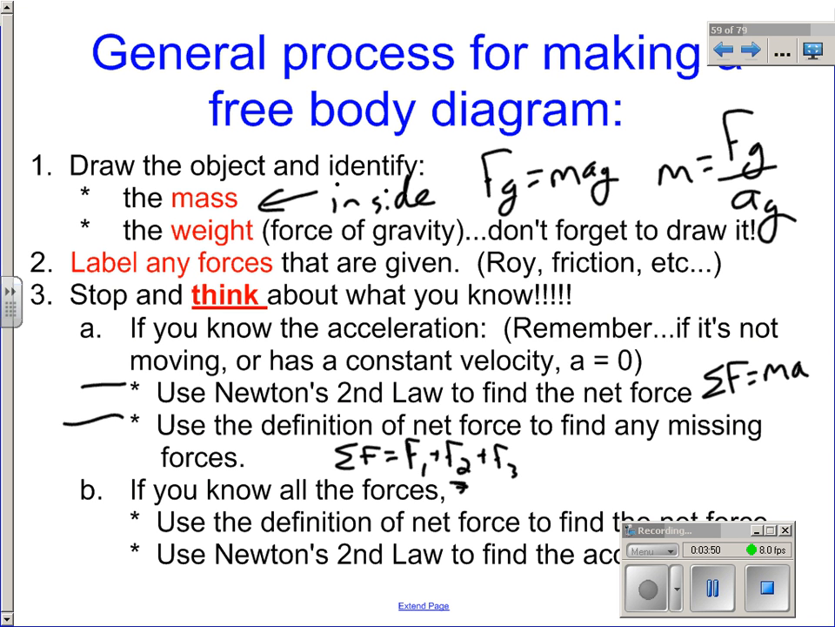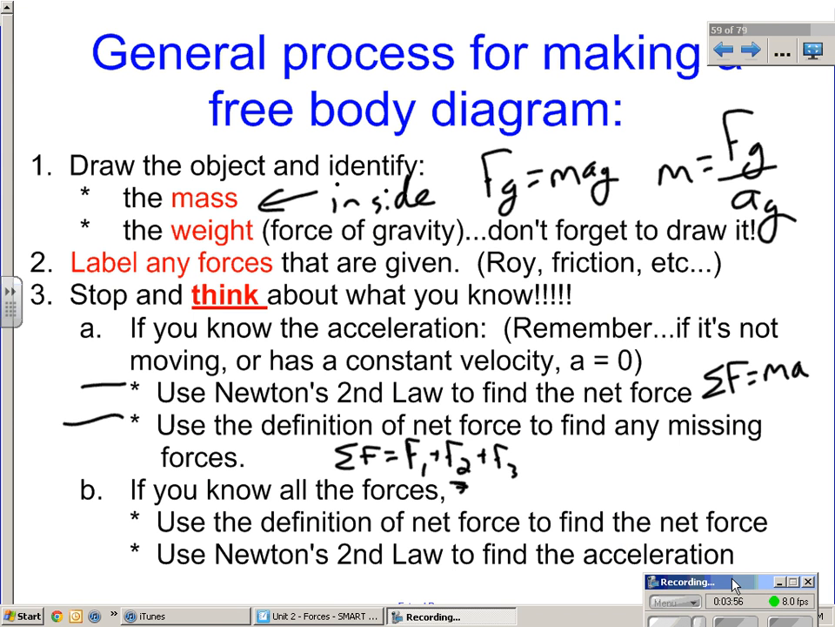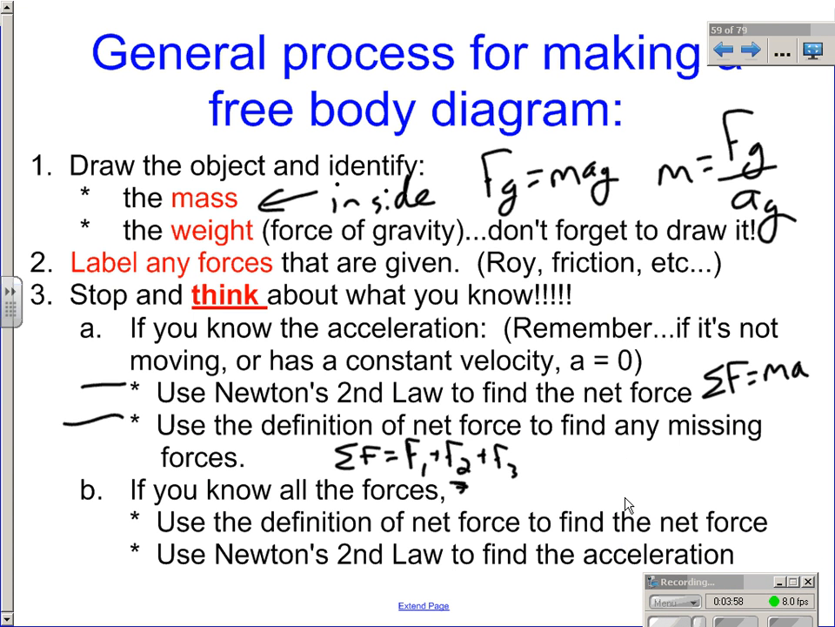All right. The other possibility is sometimes in the problem, it'll just give you all the forces. And so if that's the case, then you can use the definition of net force to find the net force. In other words, add up all your forces and find your net force. And then once you've done that, find your acceleration.